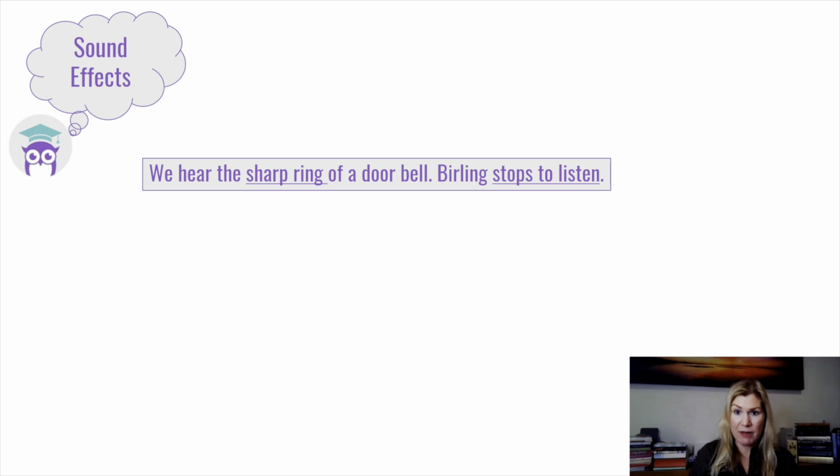Sound effects will also be referenced in the stage directions. And again, there is a biggie here with the inspector. So we hear the sharp ring of a doorbell and Birling stops to listen. So let's just look at this bit here, and I am interested in the adjective sharp. Again, that connotes something difficult or some discomfort, maybe a sense of pain. And the fact that Birling stops to listen to it suggests that in some way it's jarring to him. It certainly interrupted him.